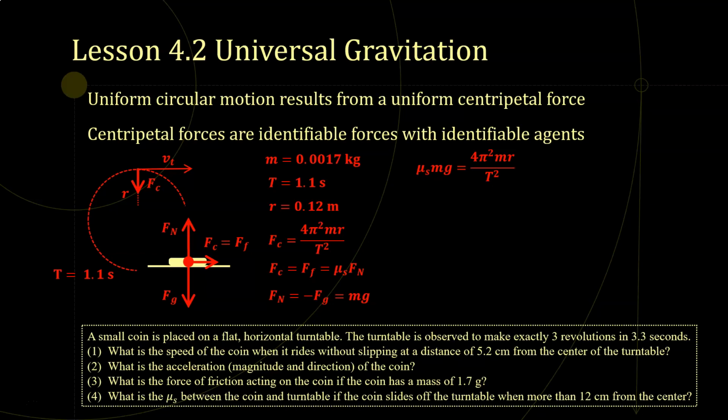So now I should have everything I need to solve this, but look what happens to the mass. The mass is actually going to cancel. So it doesn't even matter that the mass is 0.0017 kilograms. This would apply to any coin of any mass that I put on the turntable. When a variable cancels out of an equation like this, it means that that variable actually has no effect on the phenomenon that I'm looking at.